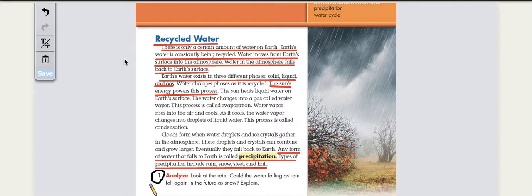Types of precipitation include rain, snow, sleet, and hail. So any form of water that falls from the Earth's atmosphere to the ground is called precipitation. So this is the water cycle in general.